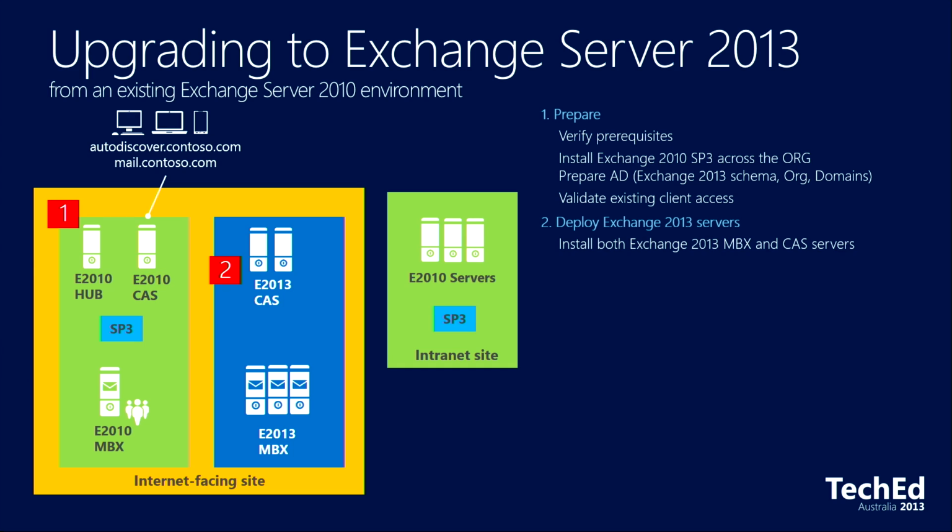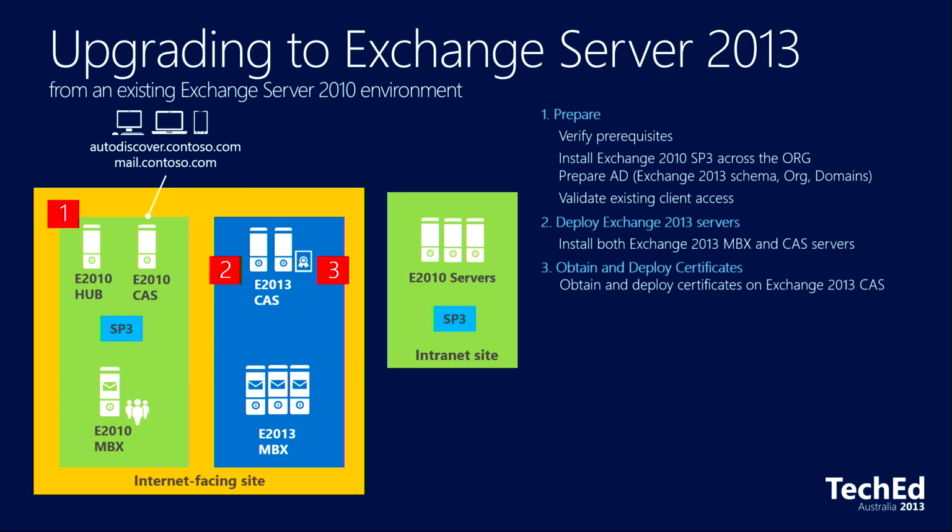There's only 2 server roles, CAS and Mailbox, and you can't connect to Mailbox directly. You have to proxy through CAS. And you can't do anything with CAS without Mailbox, so you have to install them both. The order in which you do that does not matter. You can install CAS first, then Mailbox, Mailbox first, then CAS, or install them both together. It does not matter. But until you have both roles deployed, you won't be able to do anything.